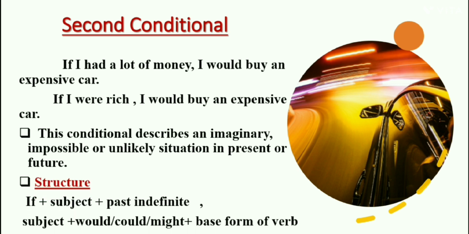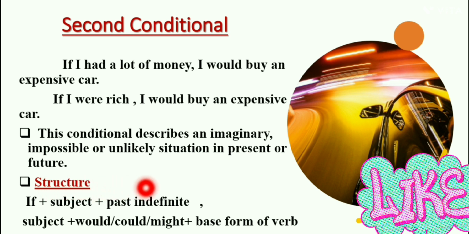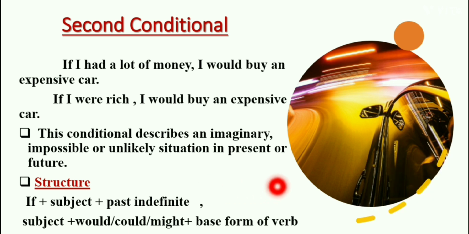Let's see the structure of this conditional. In the if clause, it's if plus subject and then past indefinite. Then in the main clause, subject plus would, could, or might plus base form of verb. Let's understand with examples where we could use would, could, or might.